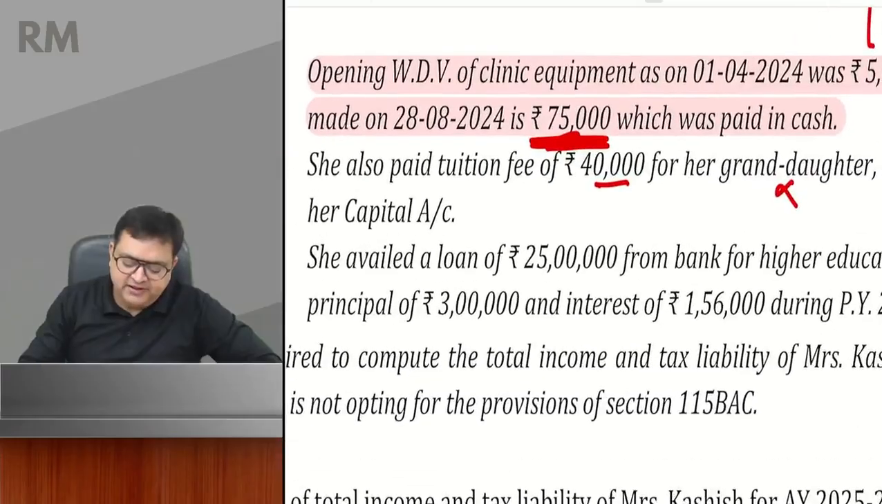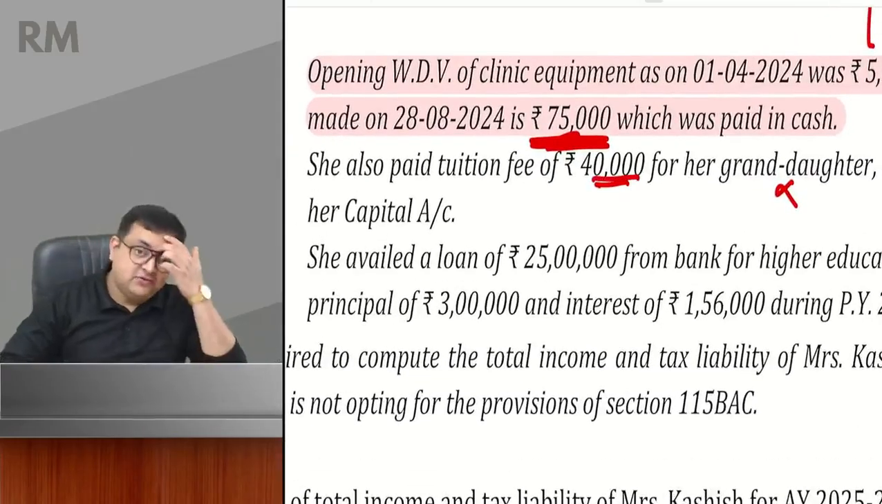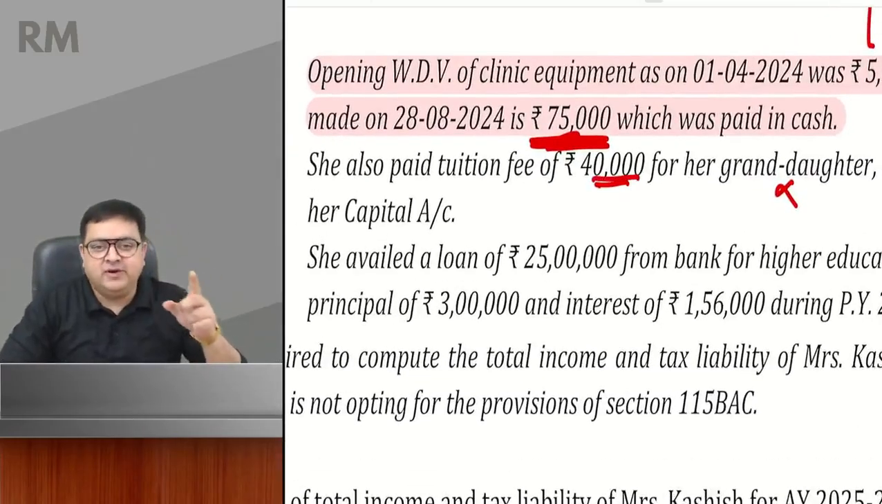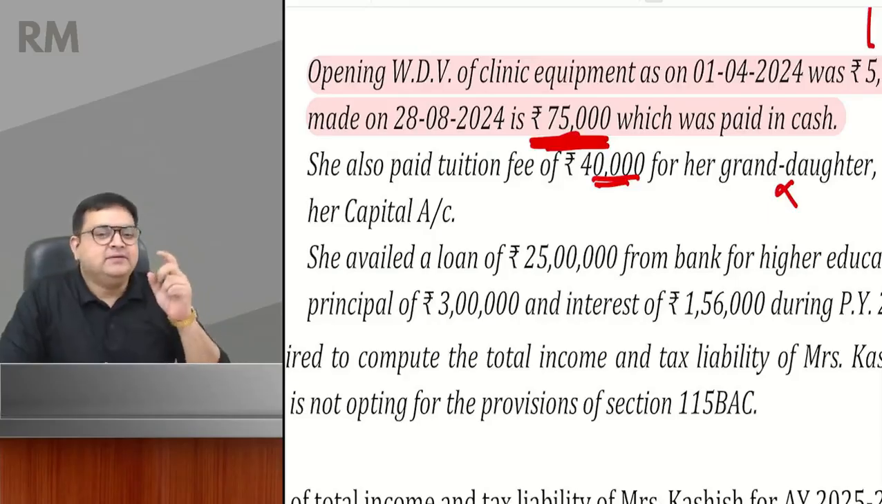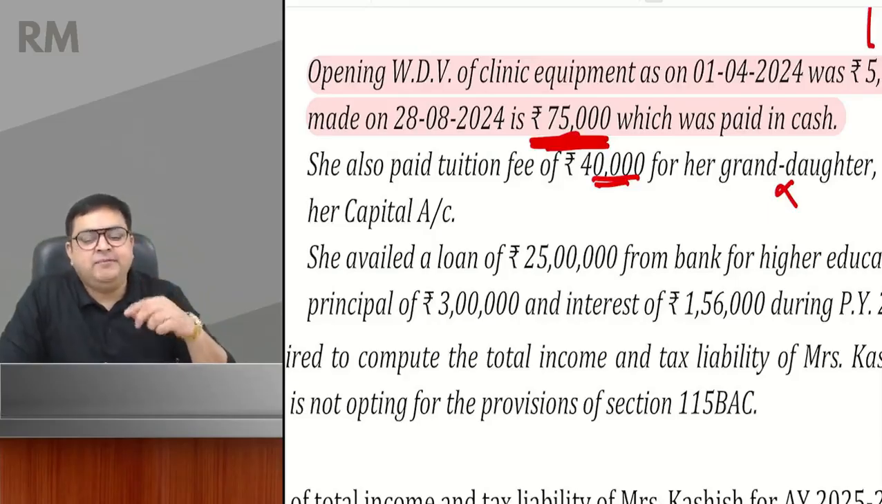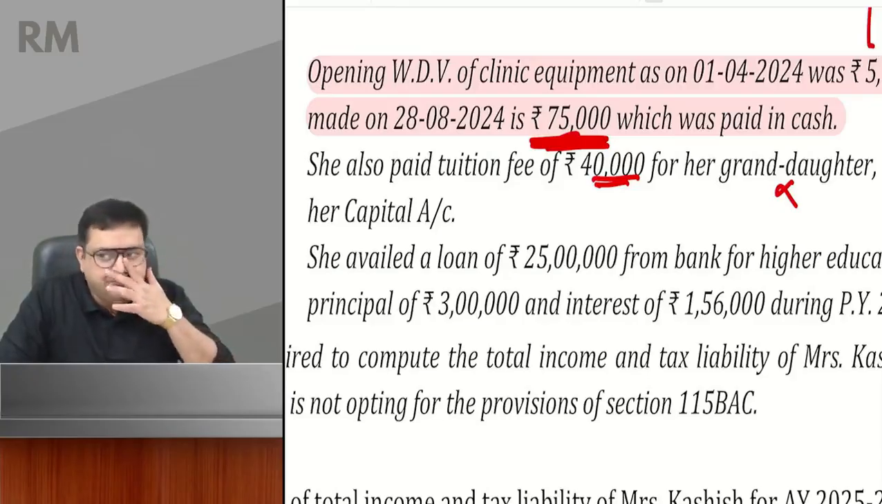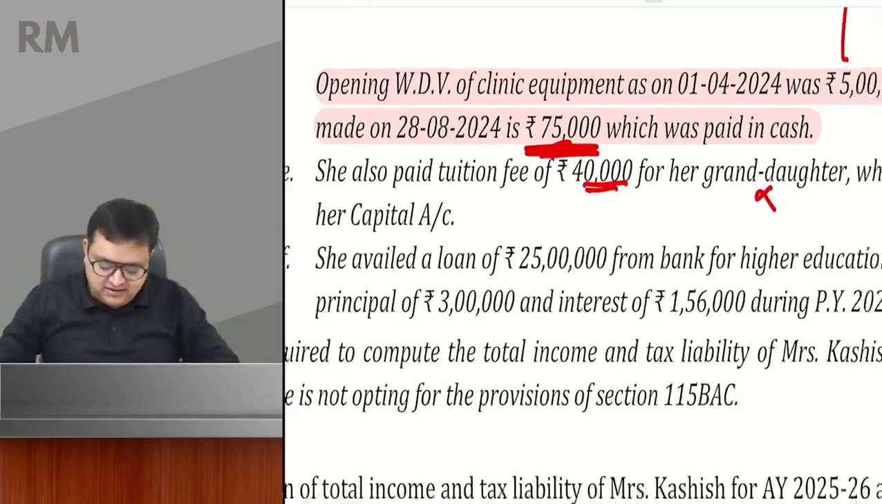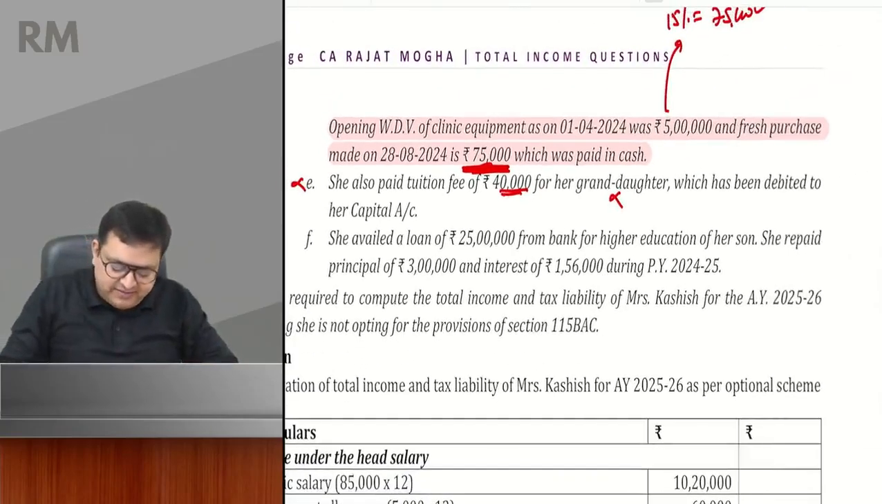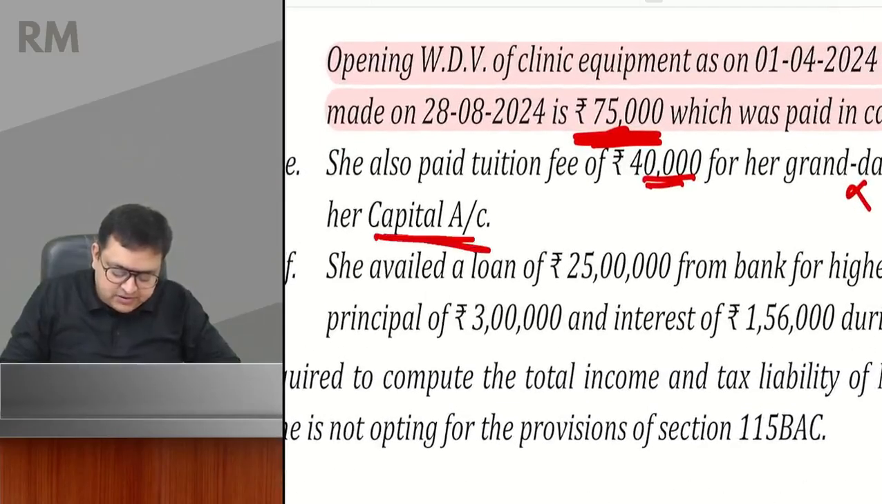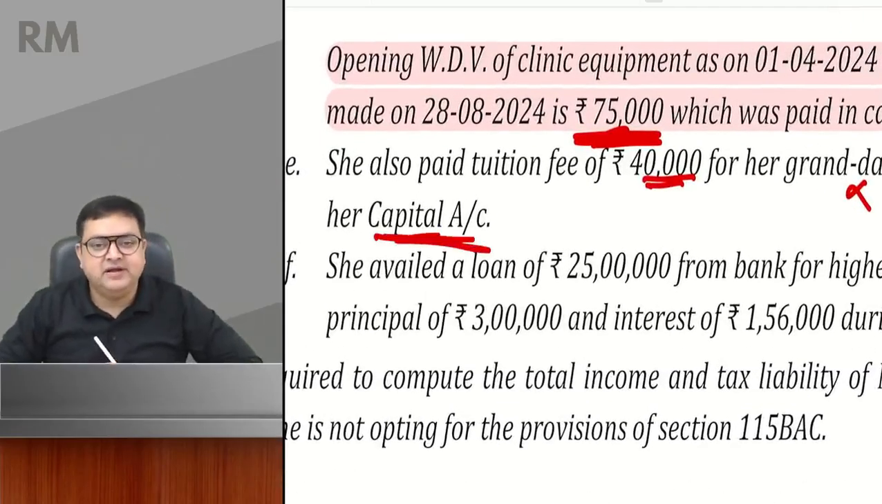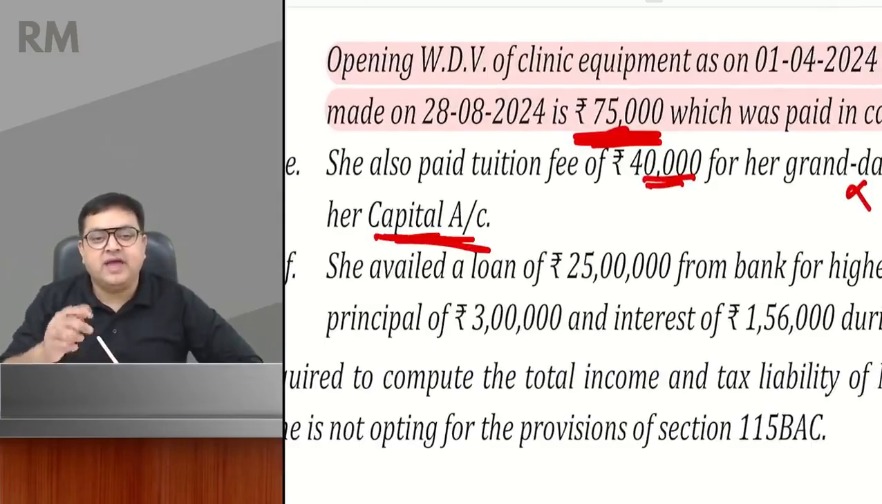And if this 40,000 has been debited to the P&L account, guys, again, such a confusing statement this question is making. Say 40,000 rupees has been debited in the P&L account, then I would have added it back because it is not a business expense, it's a personal thing. Correct. But what are they saying? That 40,000 has been debited to her capital account. Please read it carefully.